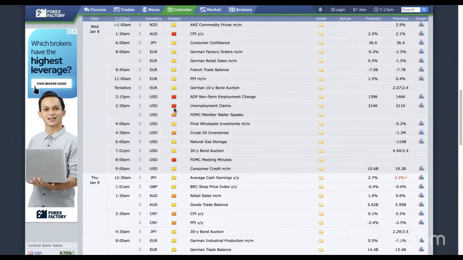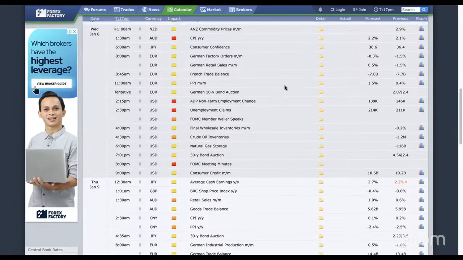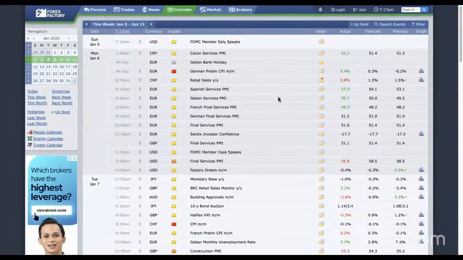If you touch the red file, they are the high impact files. That means this news is very important to the market. If you touch the orange one, you see the name on it is medium impact. If you touch the yellow one, you see the name of it is low impact news. So we pay more attention to the red files. These red files are the ones that we pay attention to most at the time.